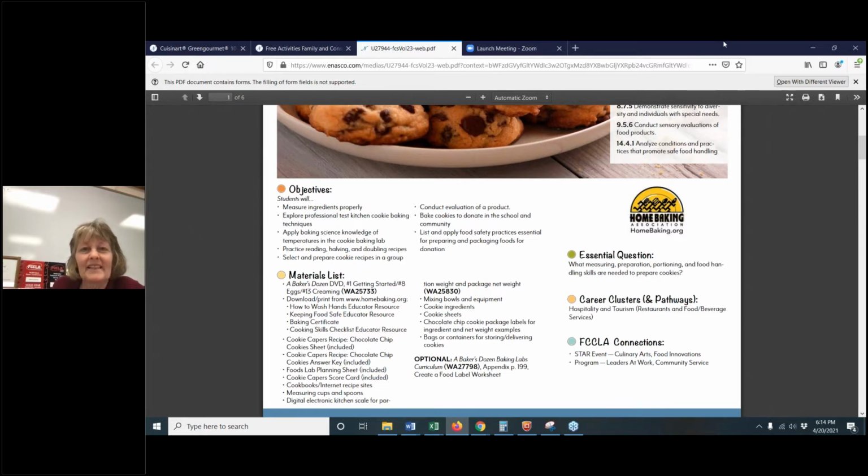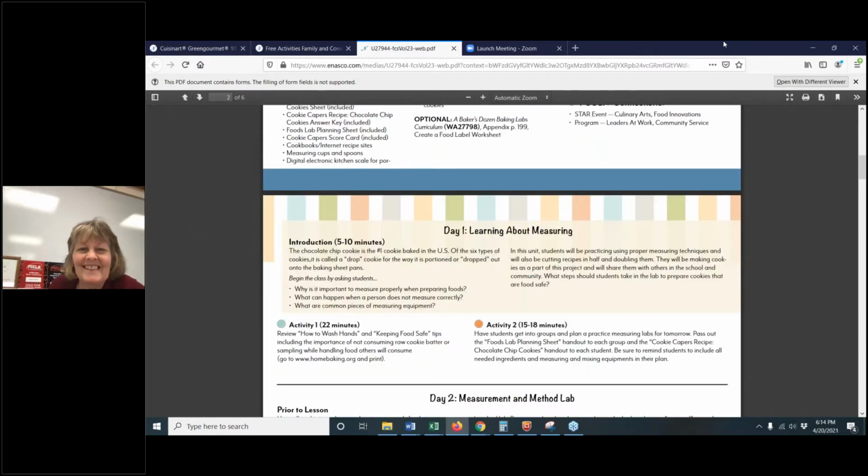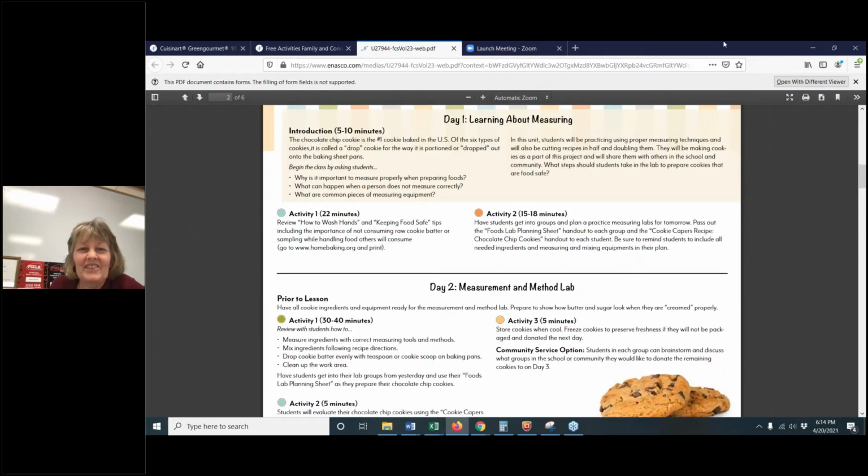So the lesson plan was divided into 3 days. In the first day, learning about measuring, we introduced the fact that chocolate chip cookies are the number one baked cookie in the United States. And of the 6 types of cookies, it's a drop cookie, which is dropped or portioned out on the cookie sheet. Then we spend some time asking questions about why it's important to measure, what can happen when a person does not measure correctly, and what are some common pieces of measuring equipment.